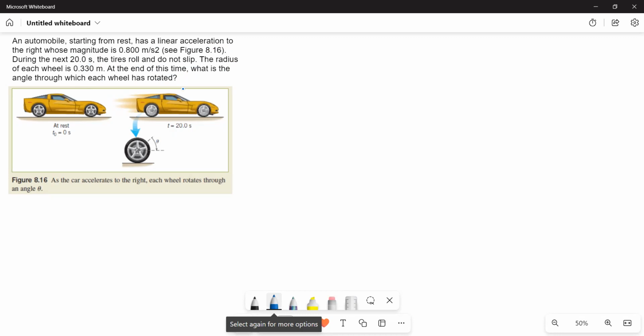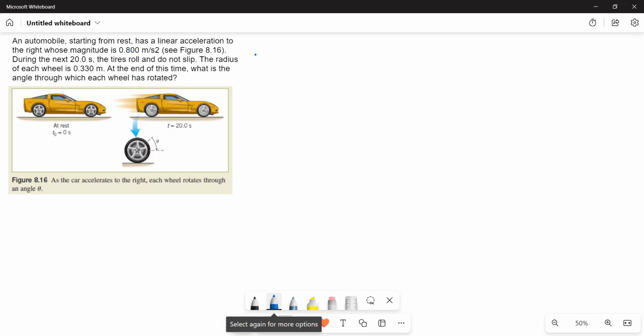This problem is based on rotational kinematics. Now, the values are given in linear motion, but we have to solve the problem in rotational kinematics. So that means we have to equate the linear quantities with the rotational quantities. So let us see what is happening.